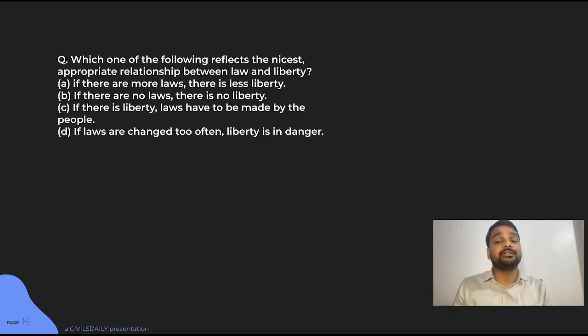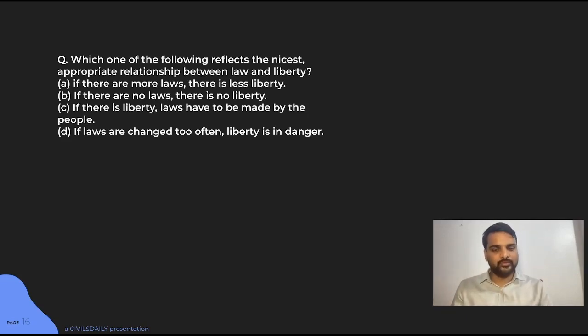So it cannot be said that if there are more laws, there is less liberty. It is not quantitative, it is the nature of law that will decide the liberty. If there is liberty, laws have to be made by the people. Law has to be just and reasonable. Put reasonable restrictions, then there will be liberty. If the law is made by the people, there will be liberty. If laws are changed too often, liberty is in danger.